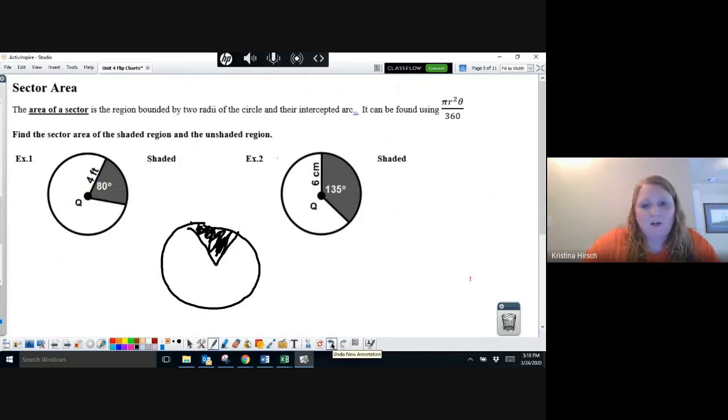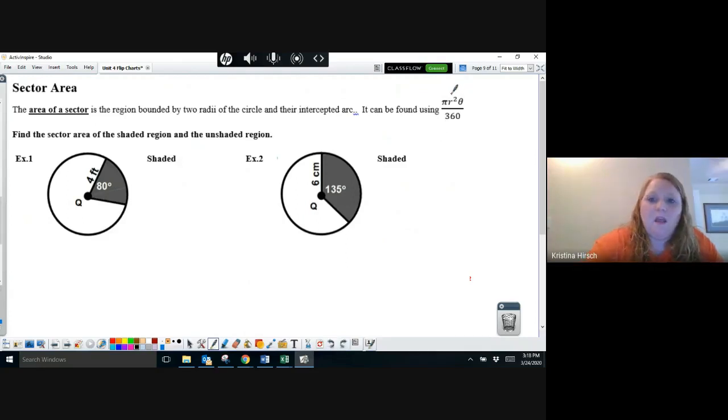Area is surface area, so we're trying to see how much area that takes up. You can see the formula up here in the top corner: pi r squared theta over 360. Pi r squared is the formula for the area of a circle, and the theta over 360 is just the ratio. So you're using the area of a circle, but you're saying, I don't want the whole circle, I need just a portion of that 360 degrees.